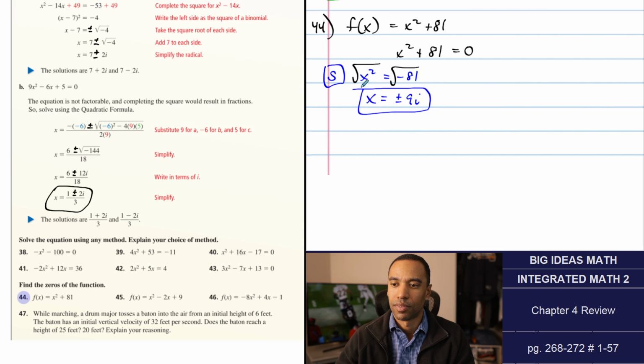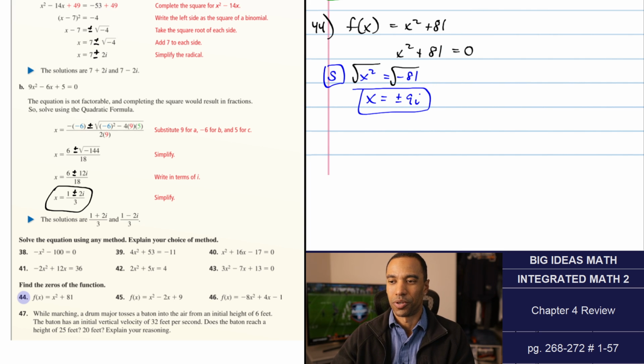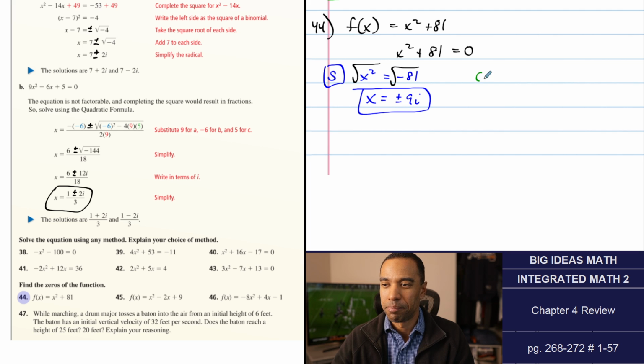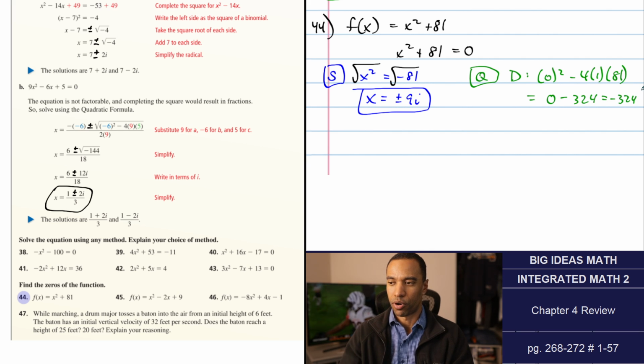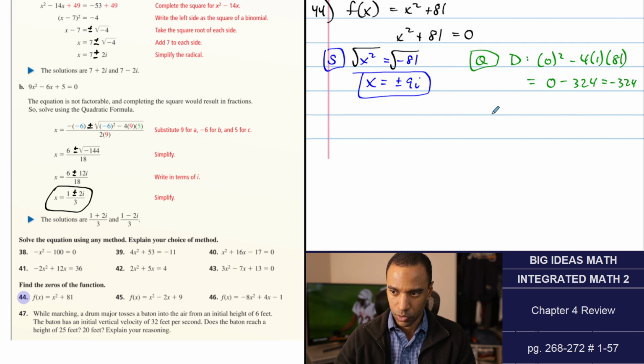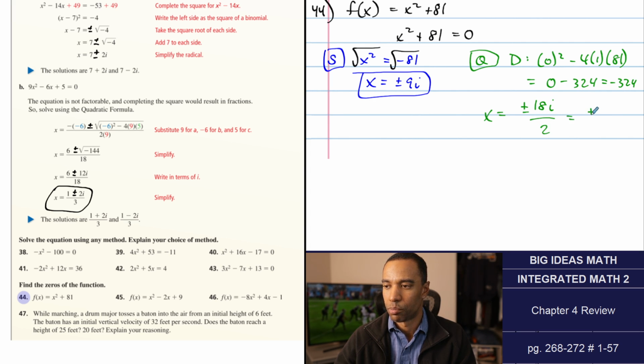I don't know who's doing the quadratic formula here, but I am, just not first. Quadratic formula, your discriminant is b squared minus 4ac. Equals 0 minus 324, which is negative 324. I think we saw before 324 is 18 squared. So when you do the quadratic formula, negative b is negative 0, plus or minus the square root of this, which is 18i, all divided by 2 times 1, so plus or minus 9i.